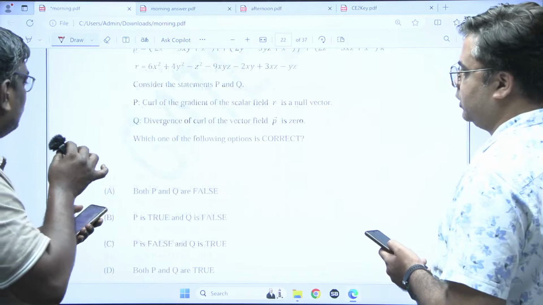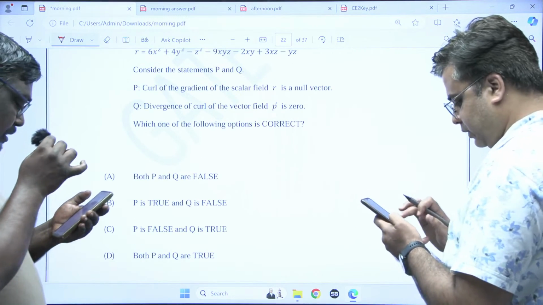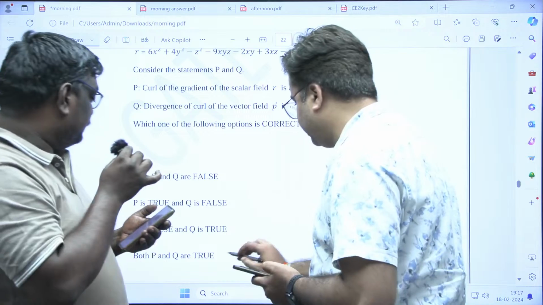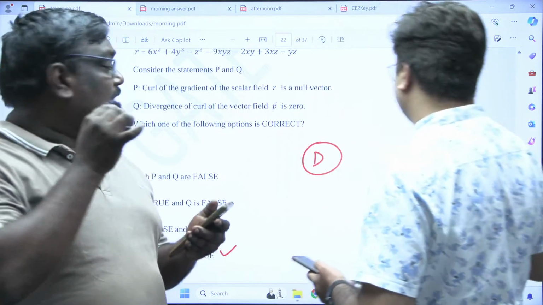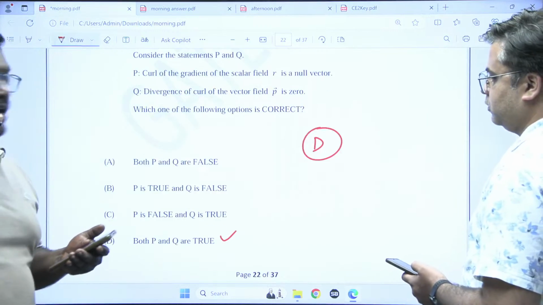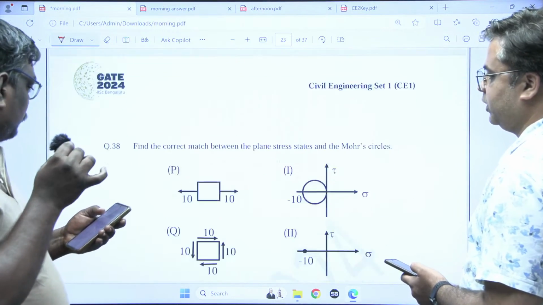37 is D. P and Q. Both the statements are correct. You can write option D, P and Q. It is a curl and divergence problem, students, just to identify. Next, we have question number 38.